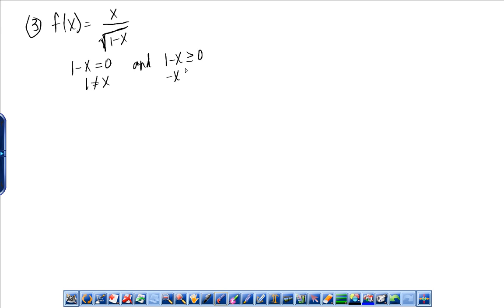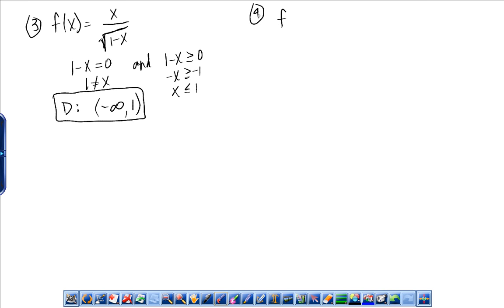So negative x has to be greater than or equal to negative 1, or x has to be less than or equal to 1. Sorry, this was negative 1 and this is 1. Remember, you flip your sign when you divide by a negative. It can't be 1, but it has to be less than or equal to 1. I'm thinking that if we go from negative infinity to 1 and not include it, then that's going to take care of this one and this one at once. And there's my domain.